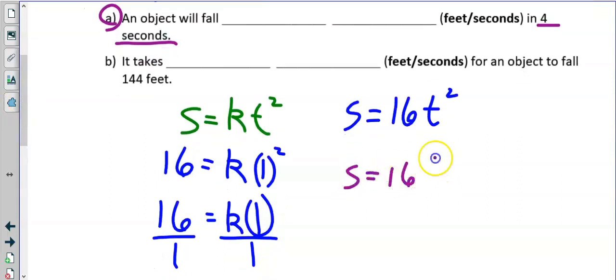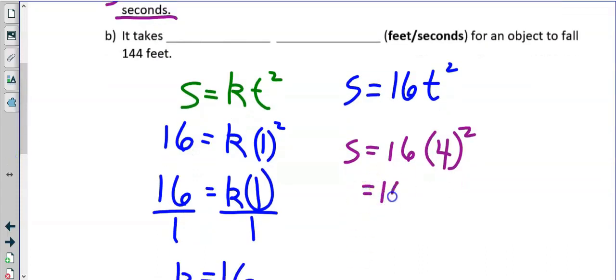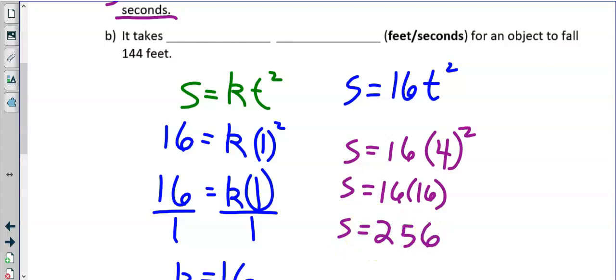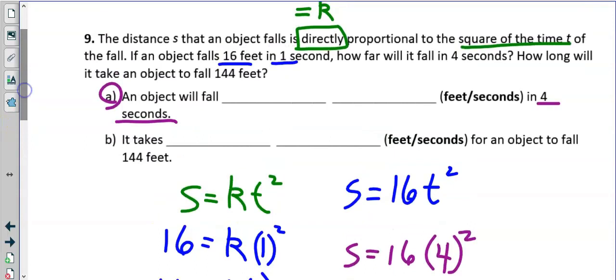S equals 16 times 4 squared. So what's 4 squared? 16. So we want to know, what is 16 times 16? 256. Okay. And is that feet or seconds? That's really what the second blank is for. Say it again. Feet. So 256 feet. That's why you see this part right there, because it's asking you, is it feet or seconds, the label. Okay? So in 4 seconds, that object fell 256 feet. It is a lot. All right.